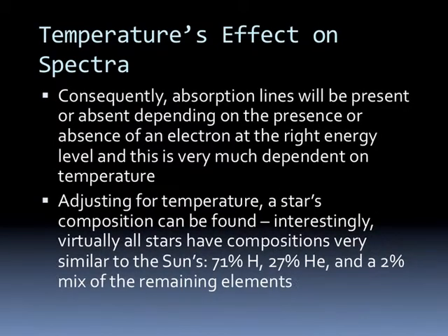Consequently, absorption lines will be present or absent depending on the presence or absence of an electron at the right energy level, and this is very much dependent on temperature. So, if we do that and we adjust for temperature, a star's composition can be found. And interestingly, virtually all stars we see in the sky have very similar composition to the Sun, about 71% hydrogen, 27% helium, and about 2% the mix of the remaining elements. This is an important piece of information when we're trying to look at the structure of the universe as a whole.